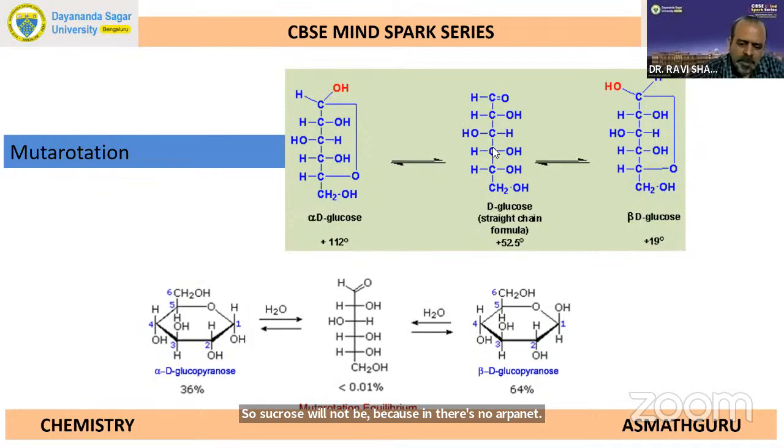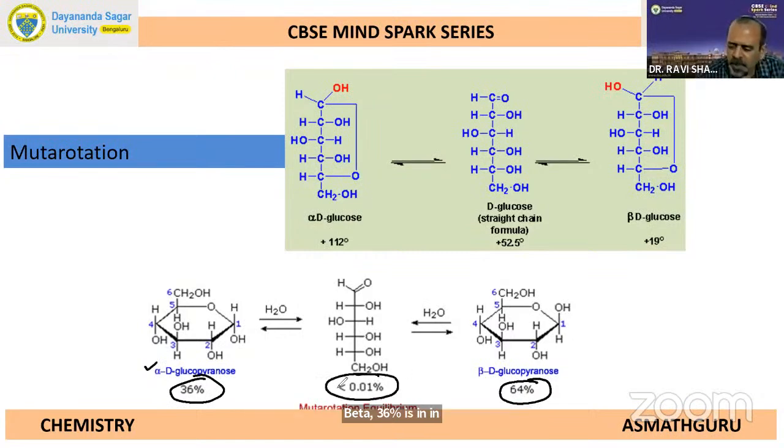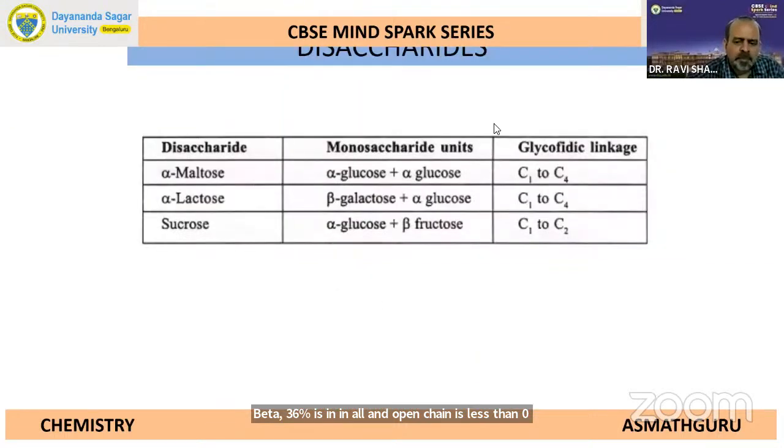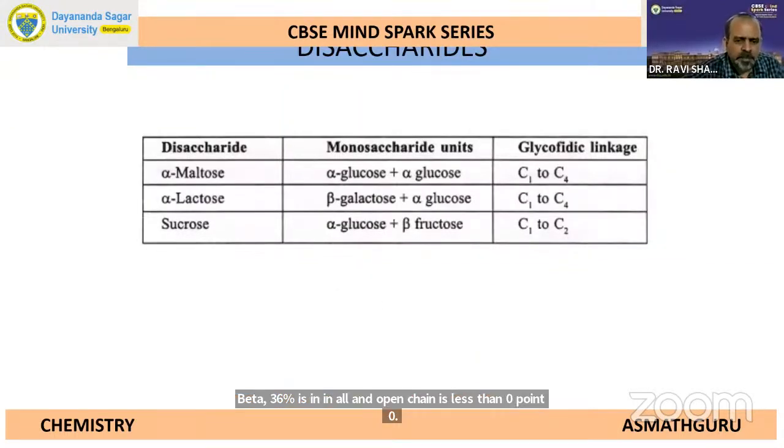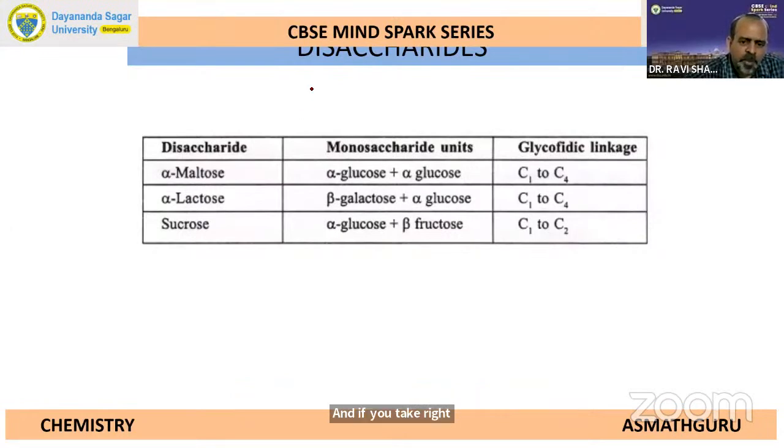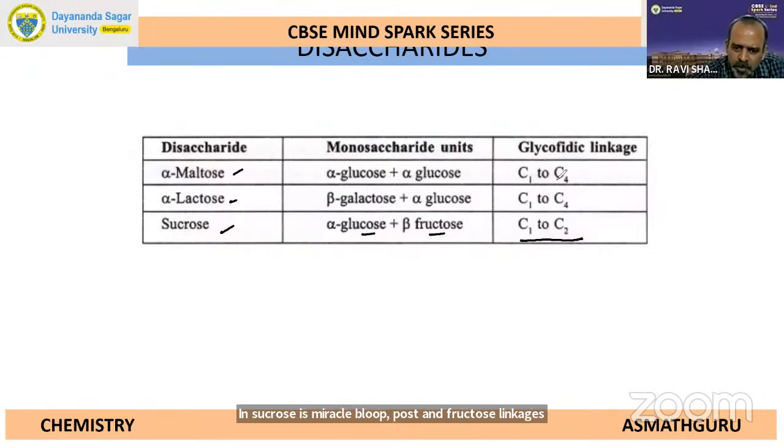And what is the percentage of this alpha and beta? Please remember. Only beta is major, sir. 64% of glucose exists in beta. 36% is in alpha. And open chain is less than 0.01%. And if you take disaccharides, these are the important disaccharides: maltose, lactose, sucrose. Sucrose is made up of glucose and fructose. Linkage is C1 to C2. Whereas in maltose and lactose, it is C1 to C4.